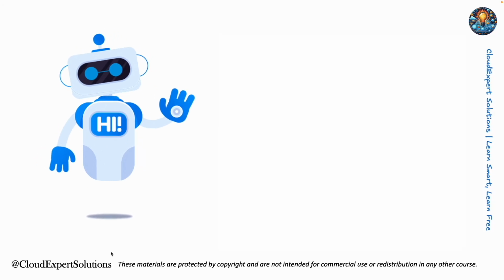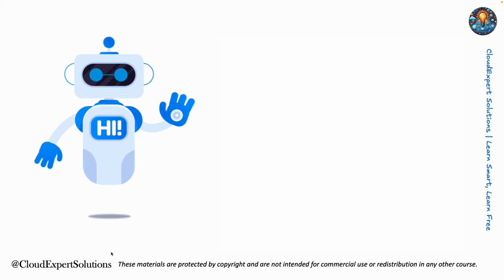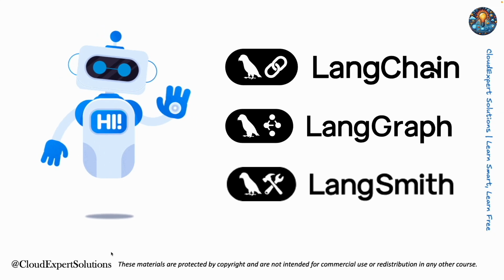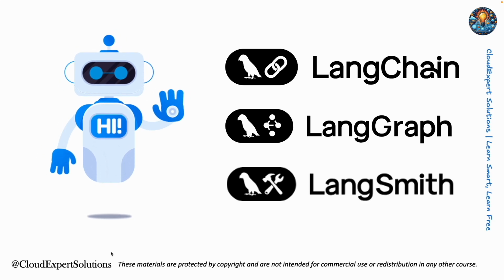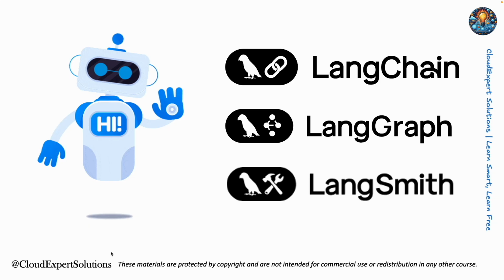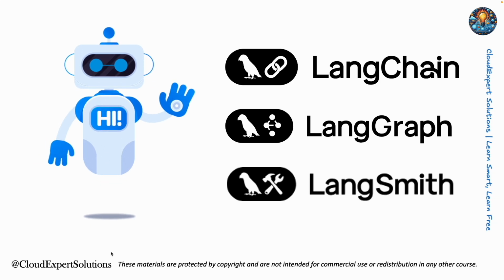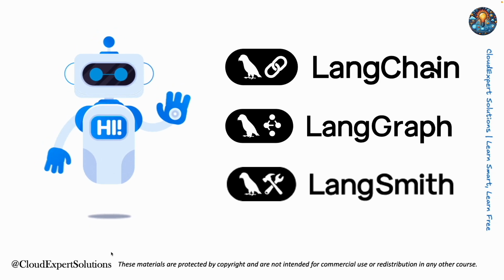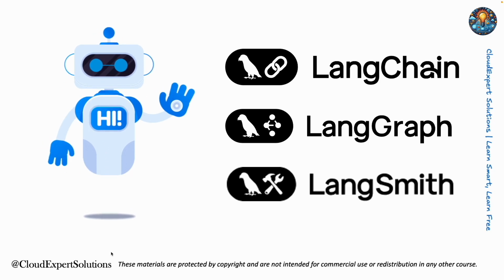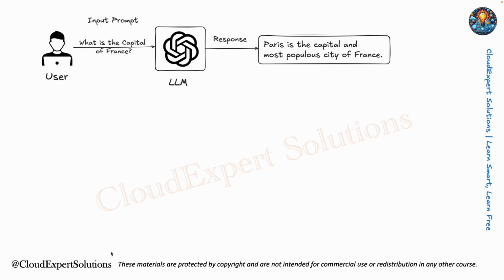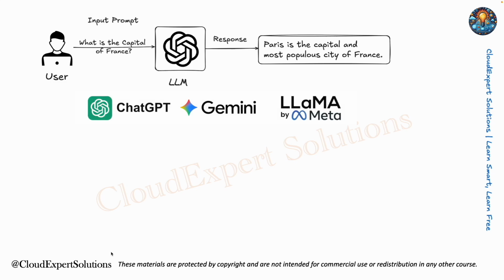We are going to break down three powerful tools in the AI ecosystem: LangChain, LangGraph, and LangSmith. If you are curious about building AI applications but get lost in all these buzzwords, this video is for you. By the end, you will know what each of these tools does, when to use them, and some real-life use cases.